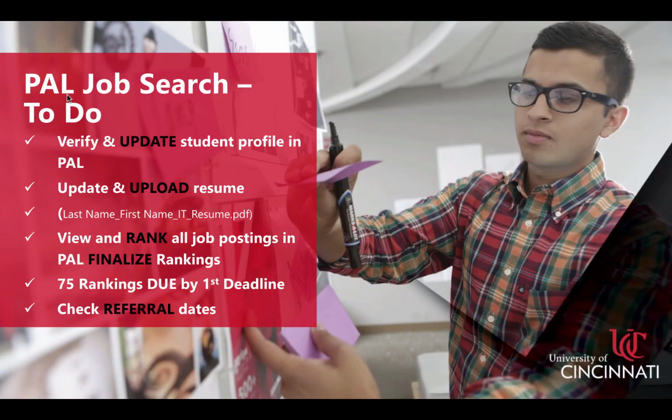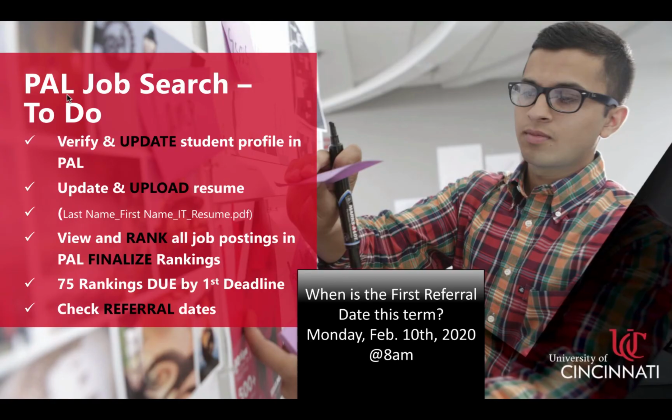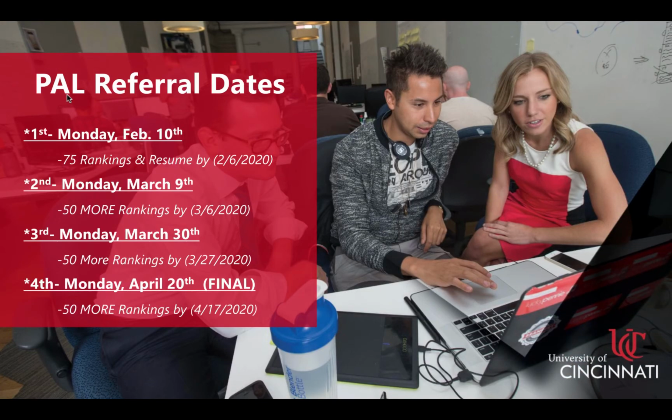All right, so let's go over your to-do list in PAL. Again, just remember, upload your resume in PDF form. I recommend your file name be something like last name, first name, IT resume. Begin viewing and ranking positions, finalize your rankings, and my suggestion is to have about 75 rankings completed as very interested by your first deadline, and your first deadline again is February 10th, 2020.